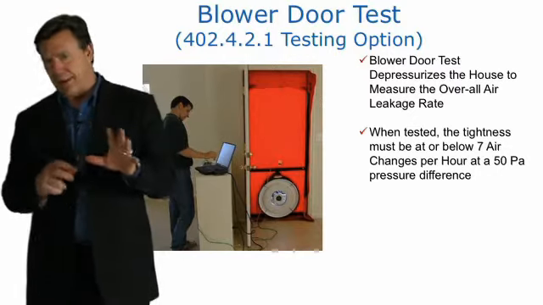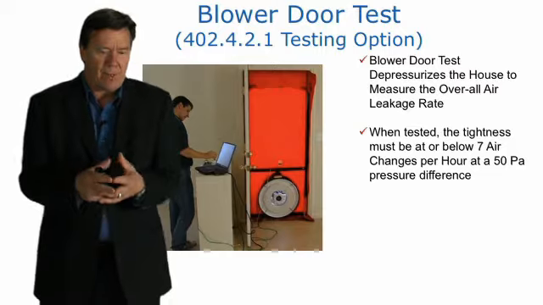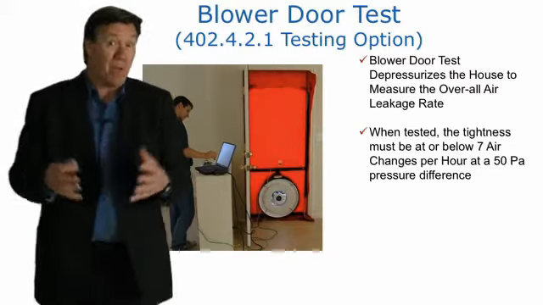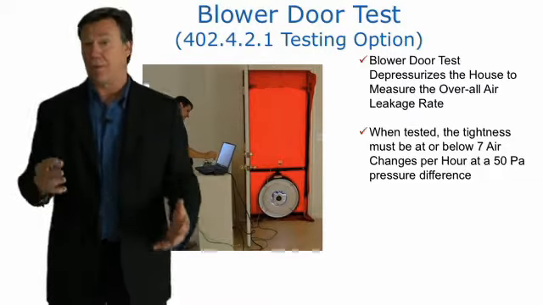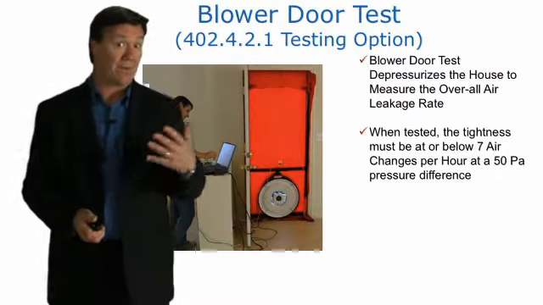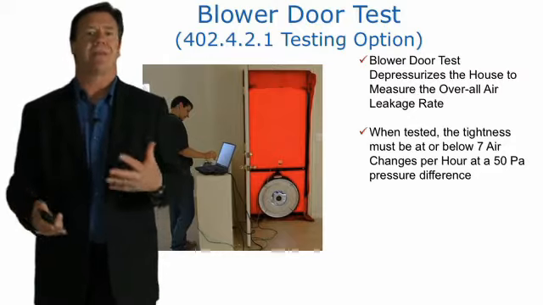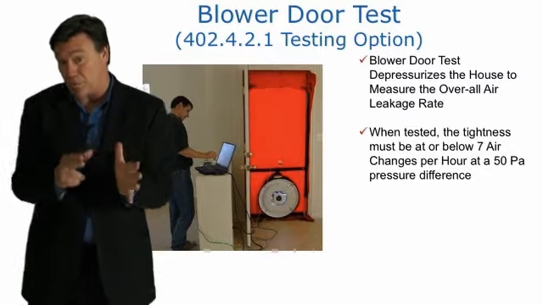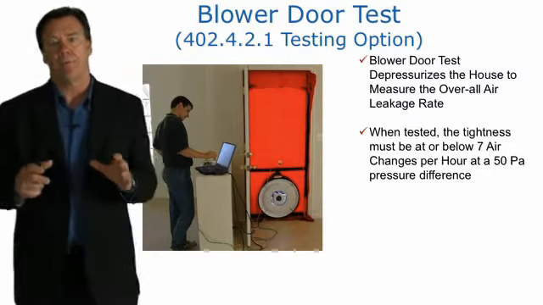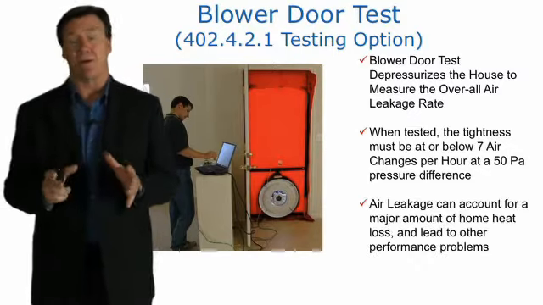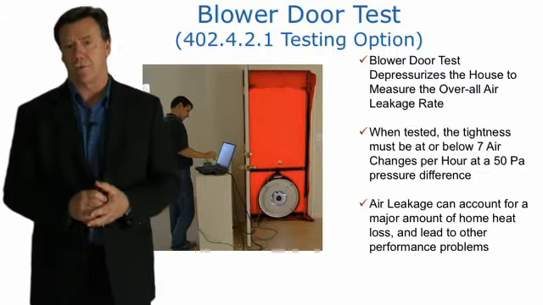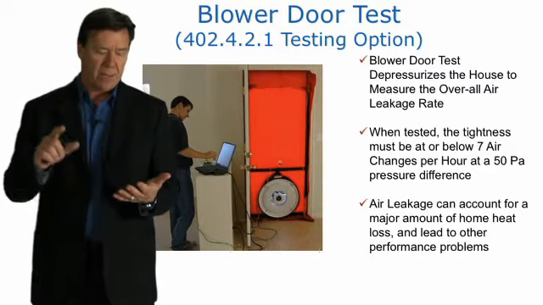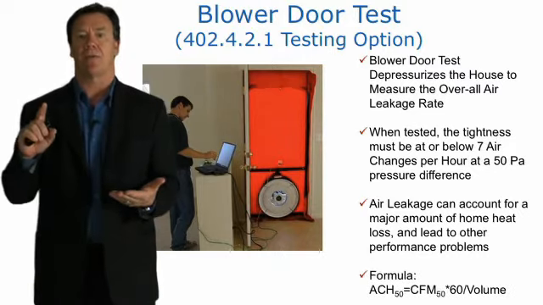One of the reasons they chose that number is to create enough of a pressure difference to get accurate measurements with the blower door. Keep in mind that every home is different, so you could have some homes that are fairly tight, some homes that are fairly leaky. So they tried to develop this equipment and test protocols to be as common sense as possible and to have the most accurate results possible. But the key thing to remember here is that air leakage can account for a large amount of the total energy loss in a home, and that's why the code has these two options, the inspection option, the checklist, as well as the blower door.